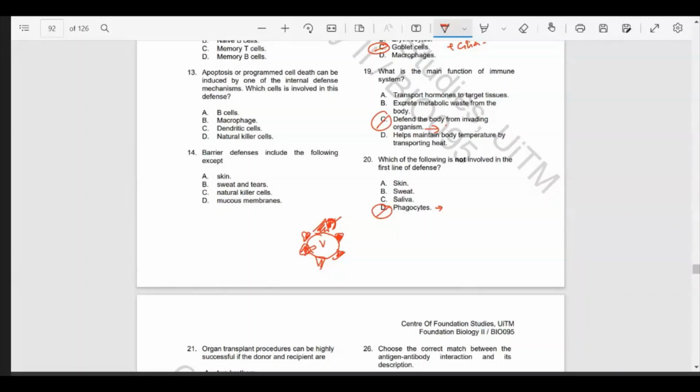1, phagocyte or phagocytic cell. 2 is antimicrobial protein, such as interferon or complement protein that we saw yesterday. Then what do we have? NK, natural killer cell, and the last one is inflammatory response. Fever is one example of inflammatory response.